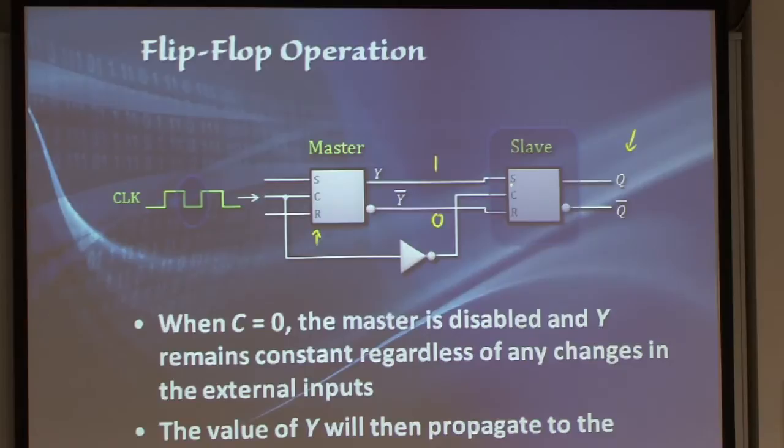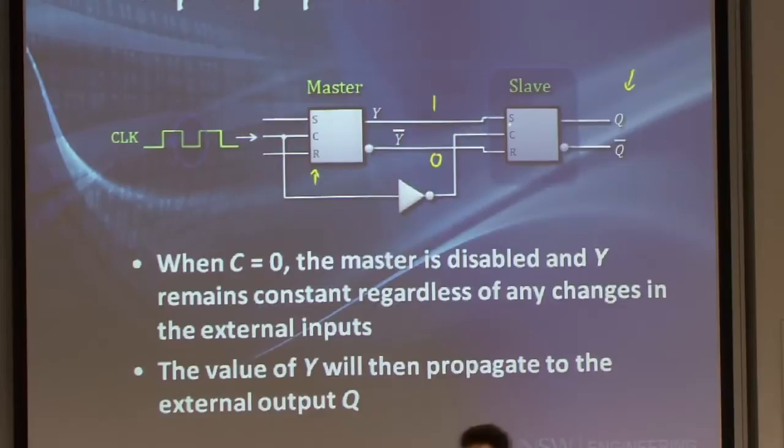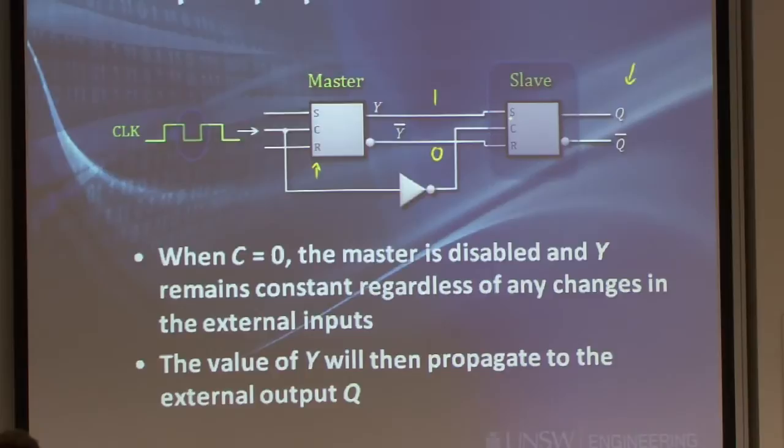Because all this time before the clock went down, it was actually waiting, possibly changing in the Y, not Y. Once I disable the master, these ones will propagate through. So it's really only what happens last on the master latch that will propagate through to the Q. I can play around with my S and R as much as I want while the clock is high. Once the clock falls, the last value will propagate through to the Q and will stay there until the next falling edge of the clock.